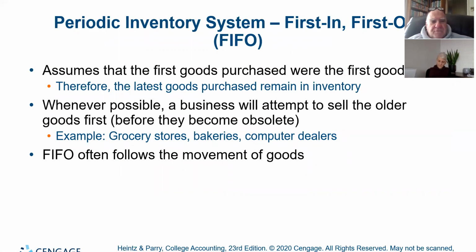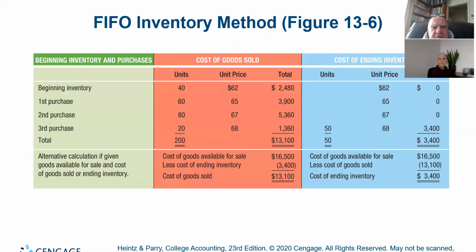FIFO. This is kind of a normal flow of goods, not exactly, but it assumes that the first goods purchased were the first goods sold. So the most recent items are still in the inventory. Whenever possible, a business will attempt to sell the older goods first. Common sense. Grocery stores, bakeries, computer dealers. And FIFO can follow the movement of the goods, but not necessarily, okay? Let's look at FIFO.